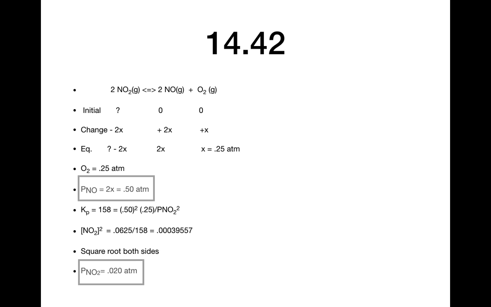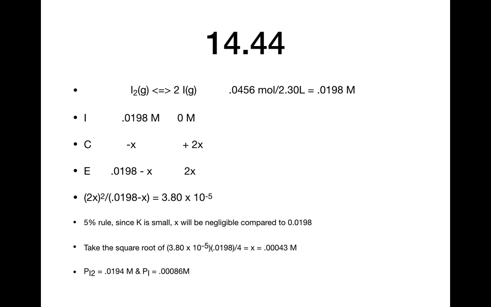I know this says concentration of NO2, but it actually should say pressure of NO2 squared is going to equal that on top multiplied together, 0.0625, over 158. So the pressure of NO2 squared is 0.000395557. Square root both sides, you get the pressure of NO2 equals 0.020 atmospheres.